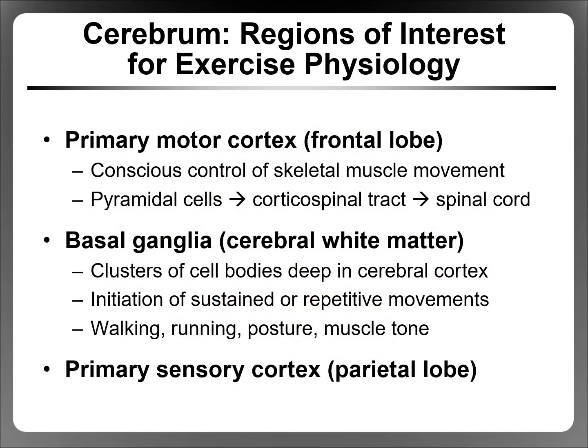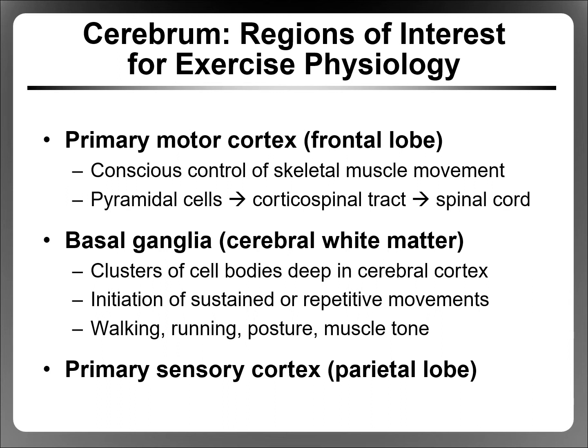The cerebrum holds a few regions of interest for exercise physiology. The first is the primary motor cortex, or the frontal lobe. This is where we have conscious control of our skeletal muscle movement. This is controlled by our pyramidal cells that will send information to the corticospinal tract and then ultimately to the spinal cord, which will communicate out with the rest of the body.